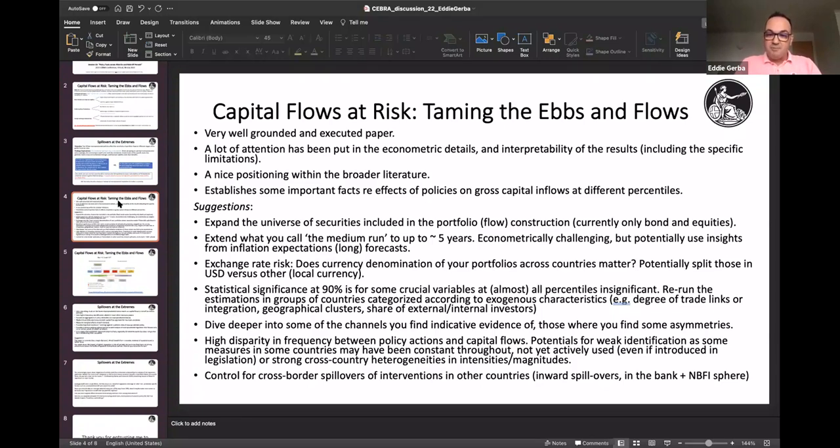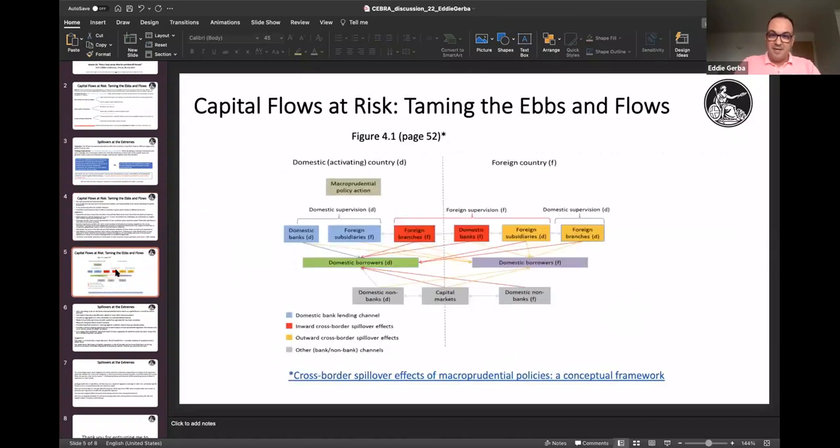And then control for cross-border spillovers, interventions in other countries. So what I call importing of measures, because all of these countries also import measures. And there is one set of measures in the bank sphere and then the non-bank financial institution sphere. And here I show it's a complex matter.